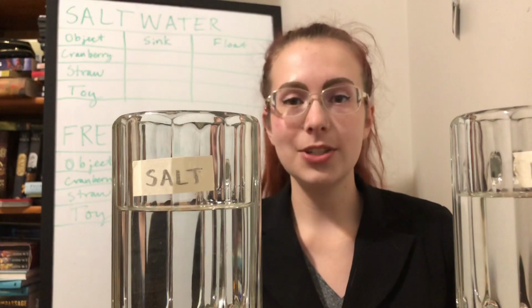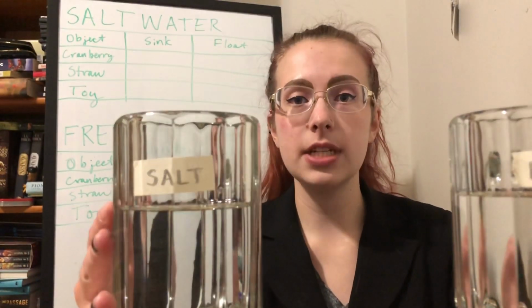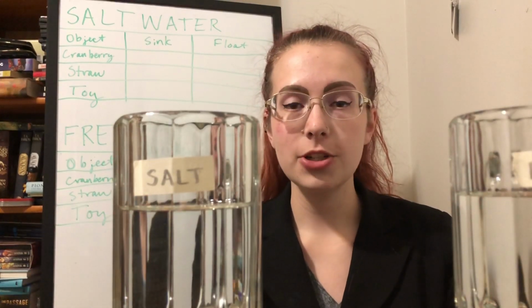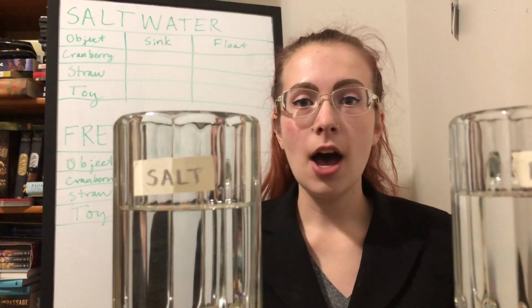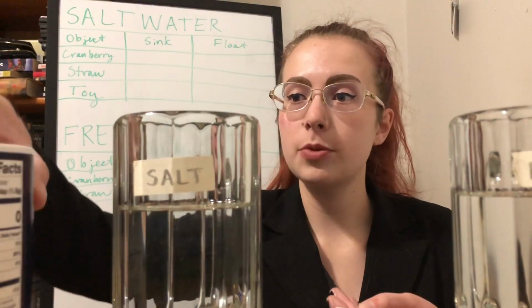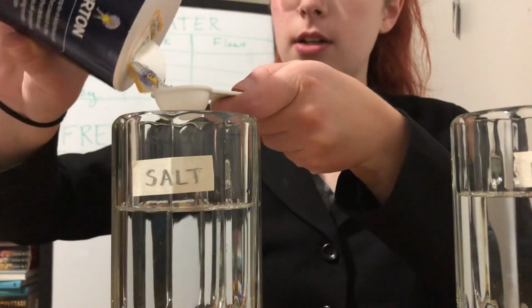Alright, so to start us out, we're going to finish making our salt water. As you can see, you're going to need 2 cups. I've labeled mine here, salt and fresh water, just so that we can tell which is which. What I'm going to do next is I'm going to take a tablespoon measure, and I'm going to put 3 tablespoons of salt into the salt water.